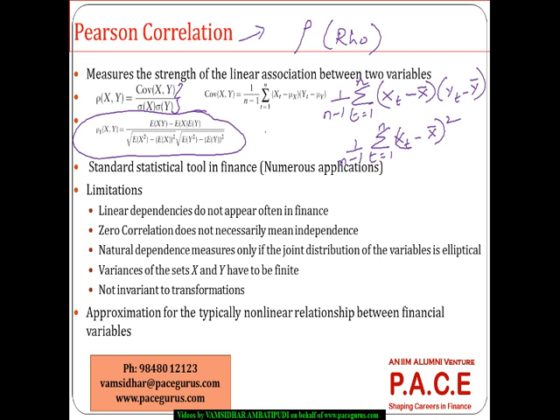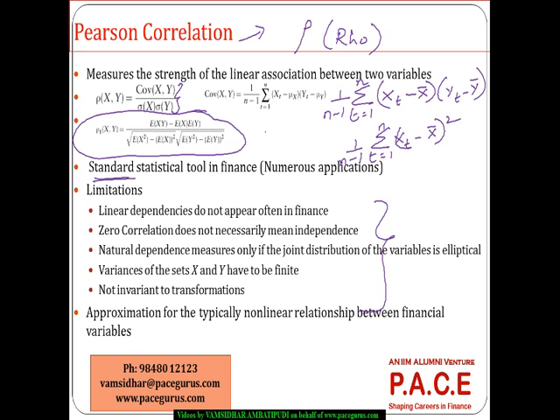So I take expectation of xy minus expected value of x times expected value of y, divided by the square root of expected value of x squared minus expected value of x whole squared into square root of expected value of y squared minus expected value of y whole squared. And this is a very standard statistical tool we use in huge number of applications in finance. But what we also need to understand is, though we are using it in various aspects, it has its own set of limitations as well.